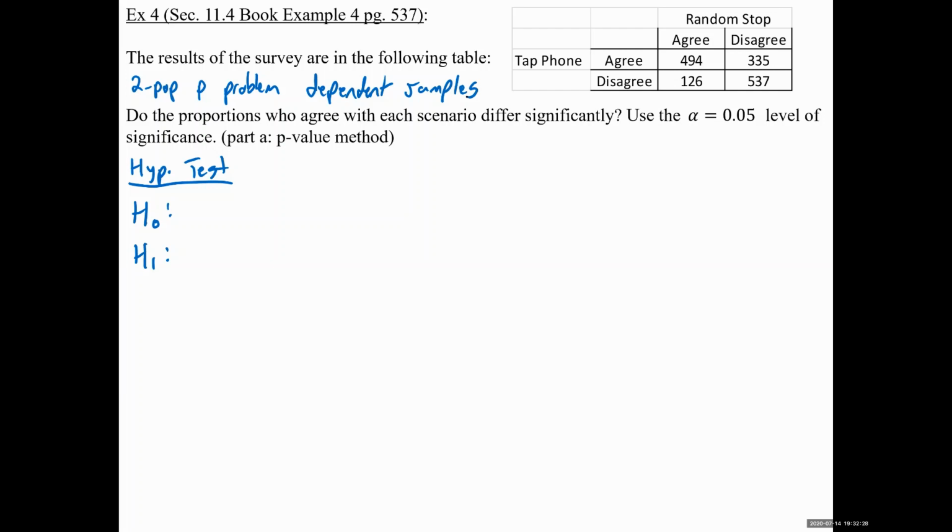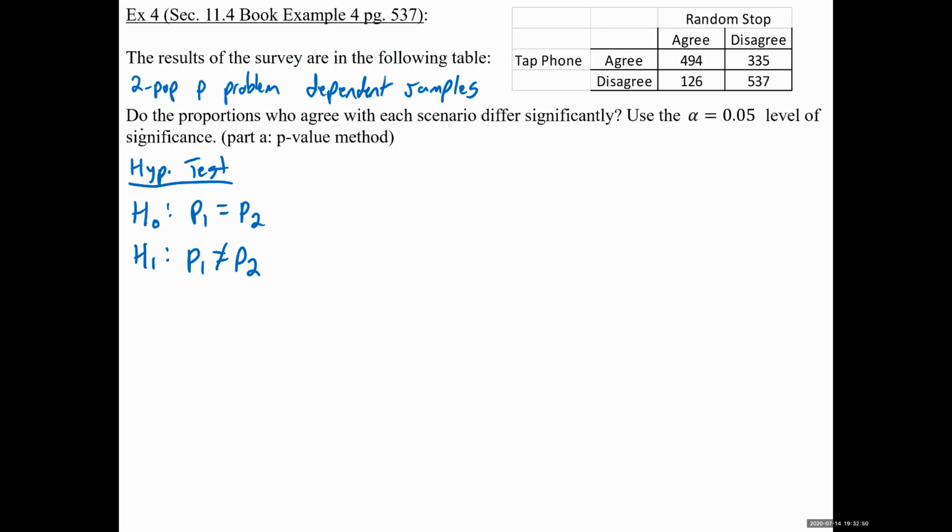So it's 2 populations, even though they're the same population, because it's 2 percentages. So 2 population, P problem, dependent samples. Okay, then there's a P1 and a P2. And don't forget the king's claim is going to be that they're equal. The peasant's claim is going to be that they're not equal. Remember, it's always going to be that case in this situation here, the 2 population problem, dependent samples.